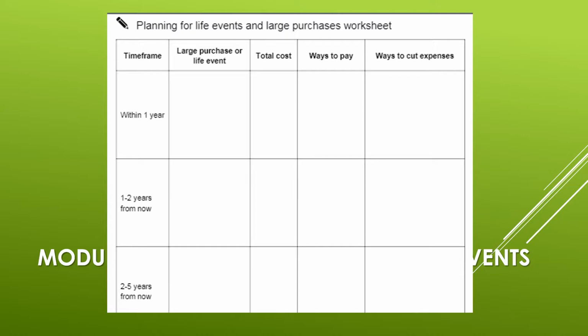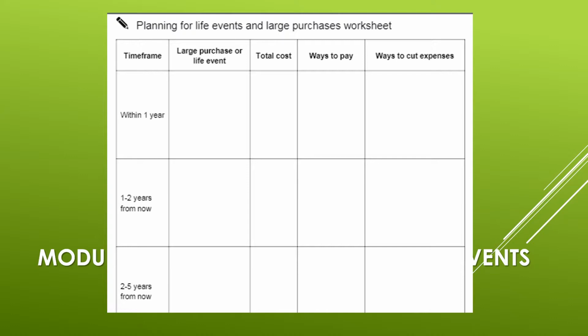If your consumer seems stuck, you can help them by asking things like, do you think you'll live in the same place forever? Will you drive the same car forever? Is there anything special you might like to do in the near or distant future, like vacations or an event?